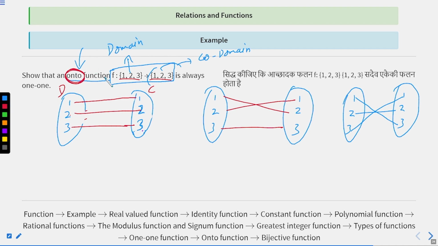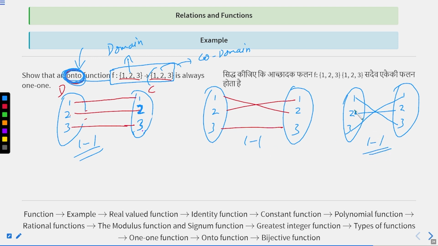But in every way, this thing is very crucial over here, that the function given to us is onto. So onto function means that every element over here must have some pre-image. So you draw any diagram, you will end up with one-one, as you can see over here.